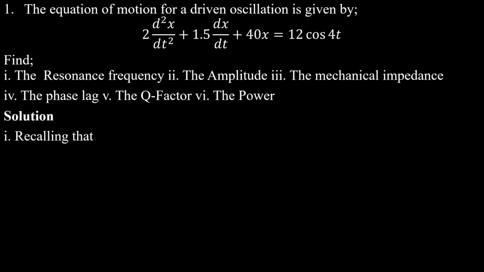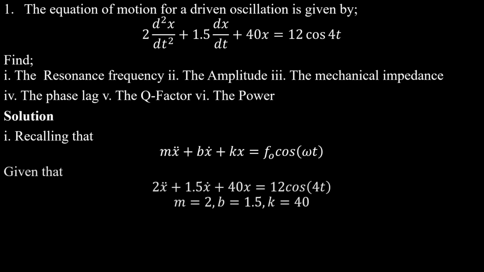So first of all, we can recall that this is the equation for a driven oscillation: m x double dot plus b x dot plus k x equals F naught cos of omega t. So we are given this. By comparison, m is 2, b is 1.5, and k is 40, as you can see from here, this is m, this is b, and this is k.